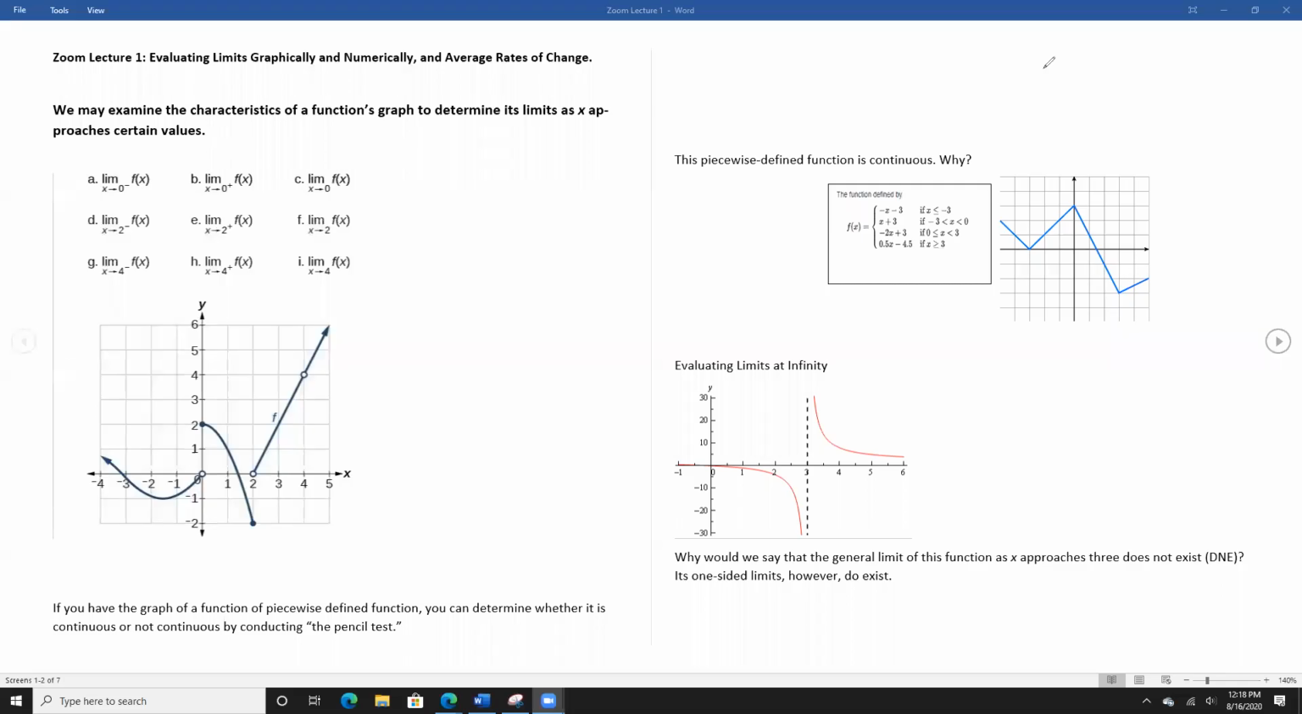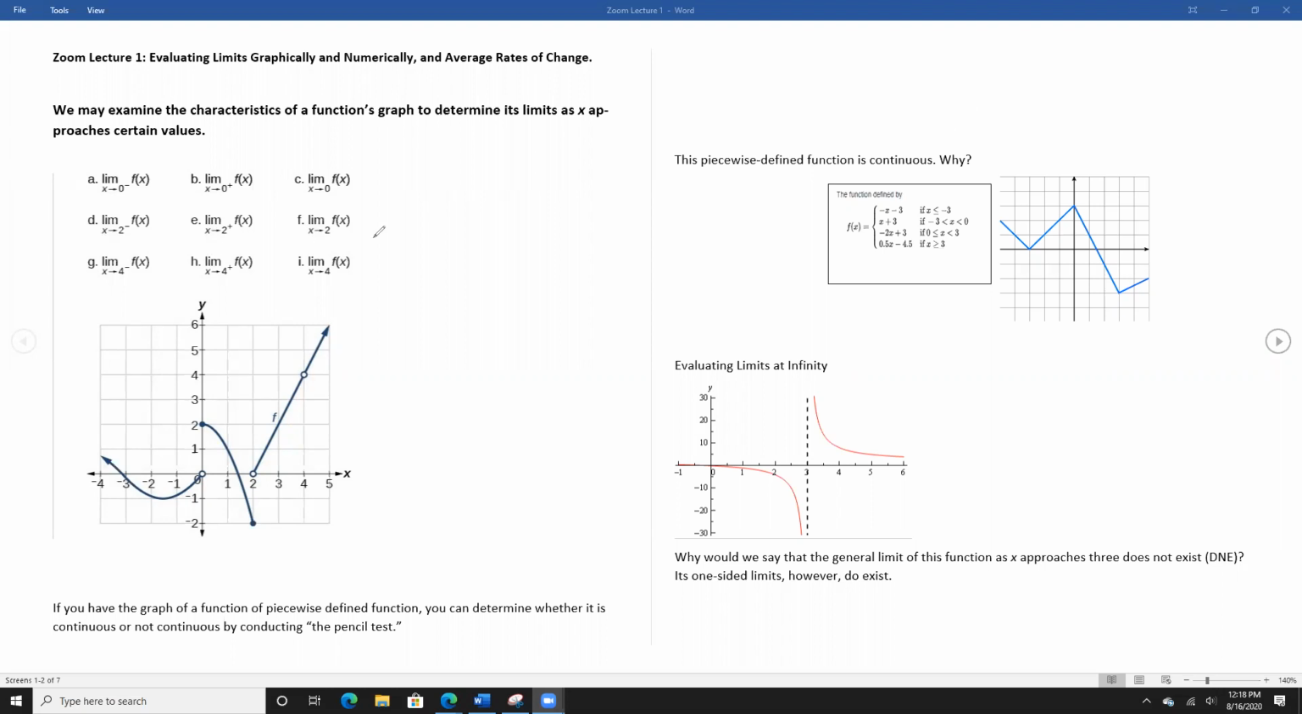Welcome to our first Zoom lecture, and we're going to focus on evaluating limits graphically and numerically, and then we're going to discuss the average rates of change, also known as slope, for those of you who took Algebra 2 in high school.